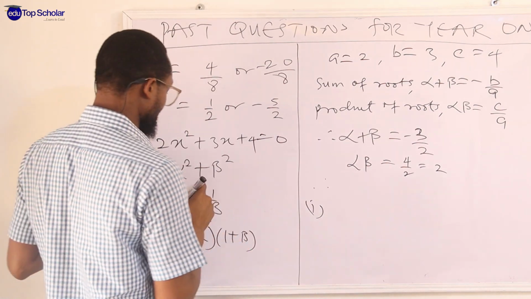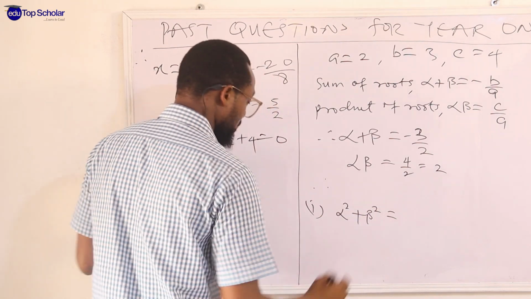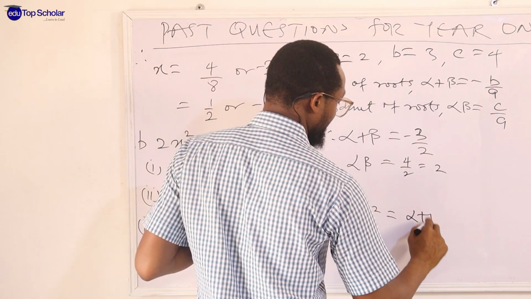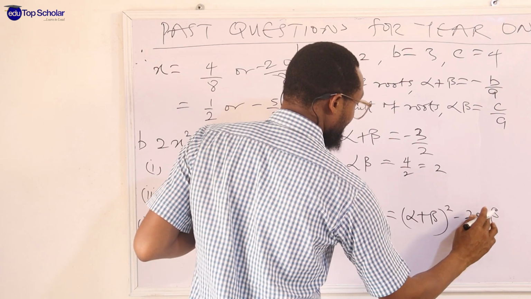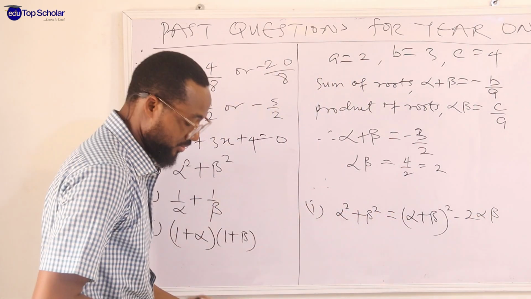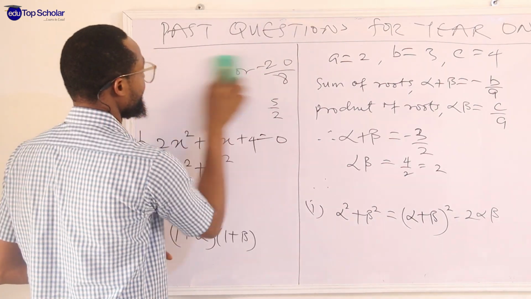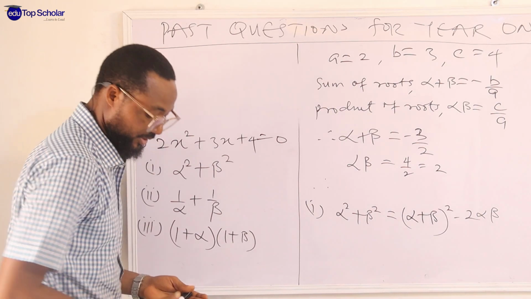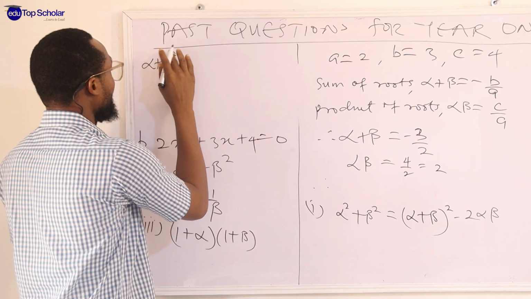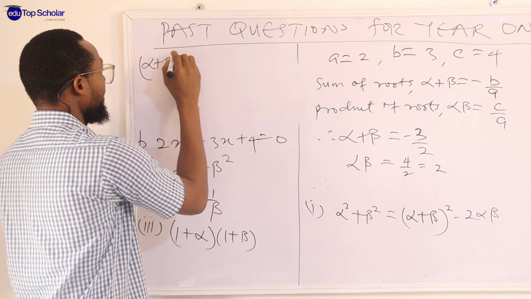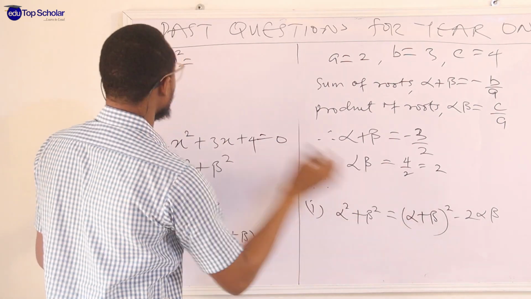Alpha squared plus beta squared, this is equal to alpha plus beta all squared minus 2 alpha beta. This one is not far away. I think we got this one by, let me quickly, just for the sake of this, if we have alpha plus beta all squared, this one is a simple expansion. We got this value from here.